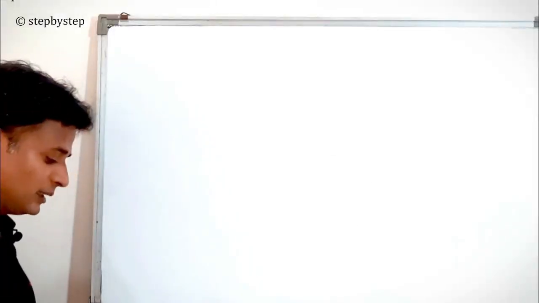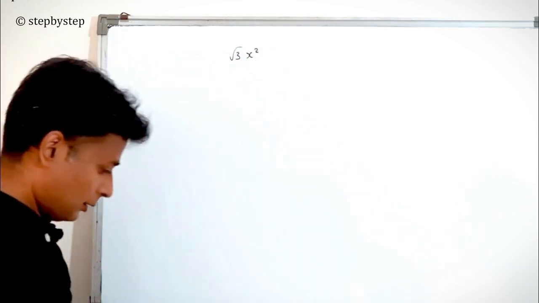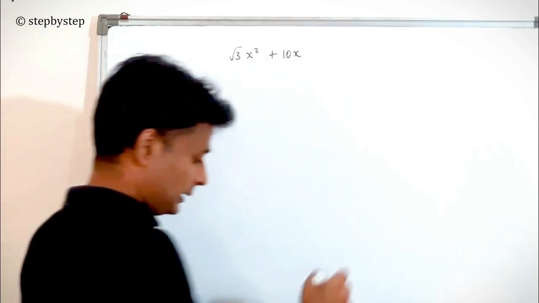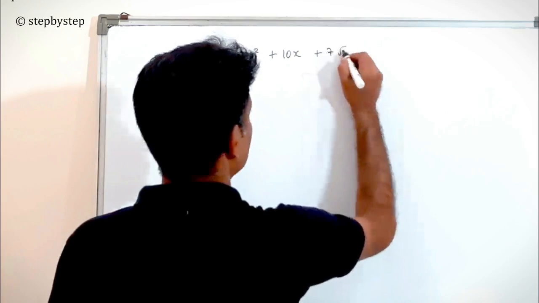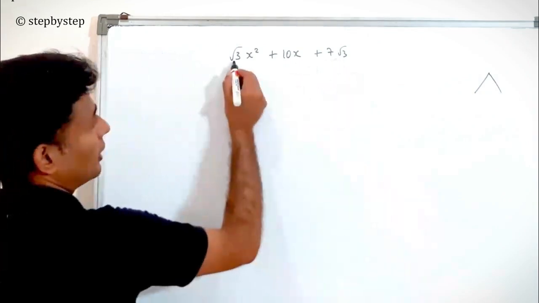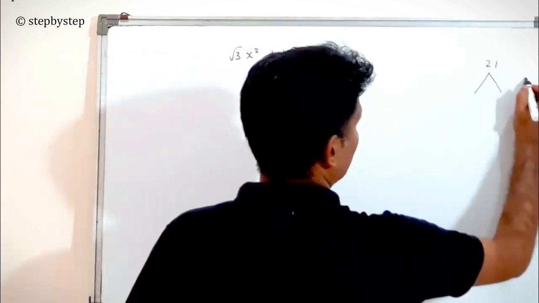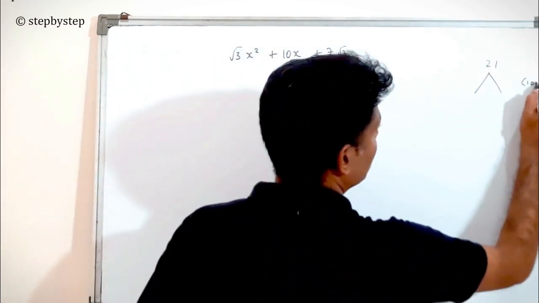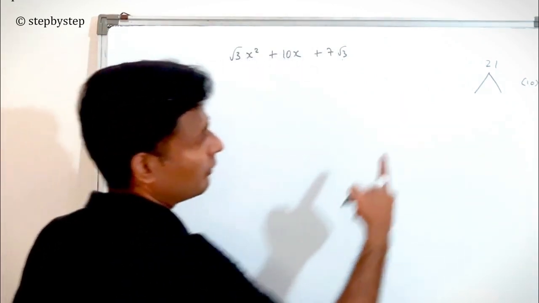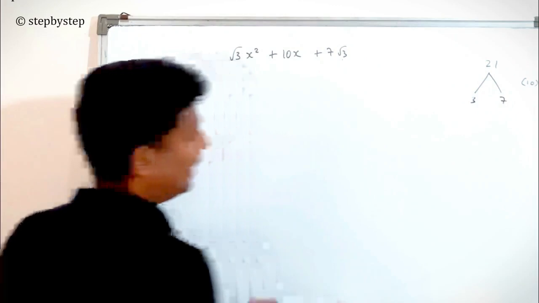Second question, find the zeros of root 3x square plus 10x plus 7 root 3. Now again we'll use factorization method. First term into last term, root 3 into 7 root 3 becomes 7 into 3 becomes 21, and when you add you should get plus 10, which means both terms are positive. Now two numbers which when we add we get plus 10 and when multiplying we get 21 is 7 and 3 or 3 and 7.